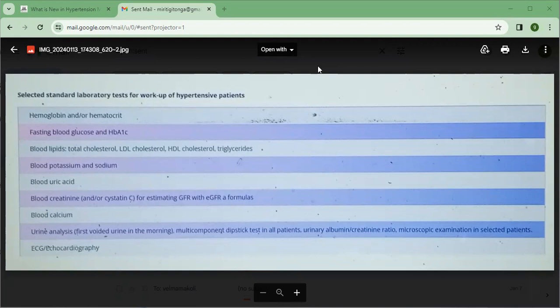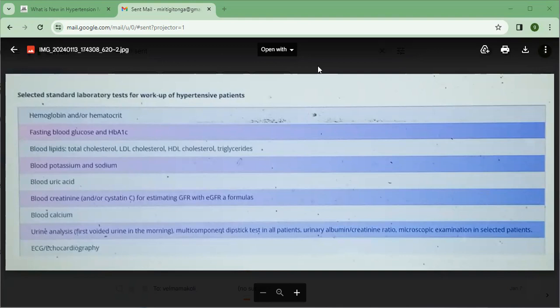So again, you have to check for uric acid. Uric acid is very important because it interferes with nitric oxide. It inhibits nitric oxide, through oxidative pathways. Also, it can cause gout, and it can cause kidney injuries. So it's very important also to be checked.